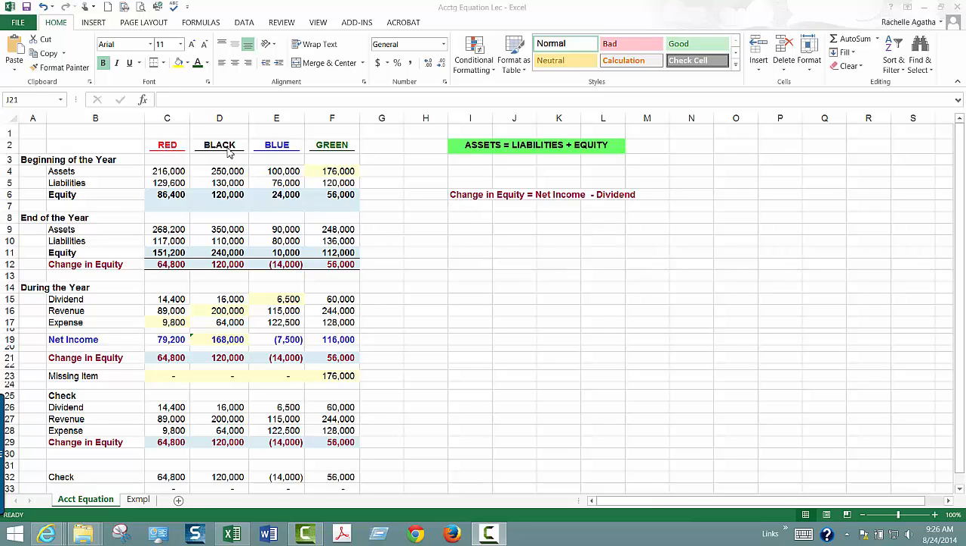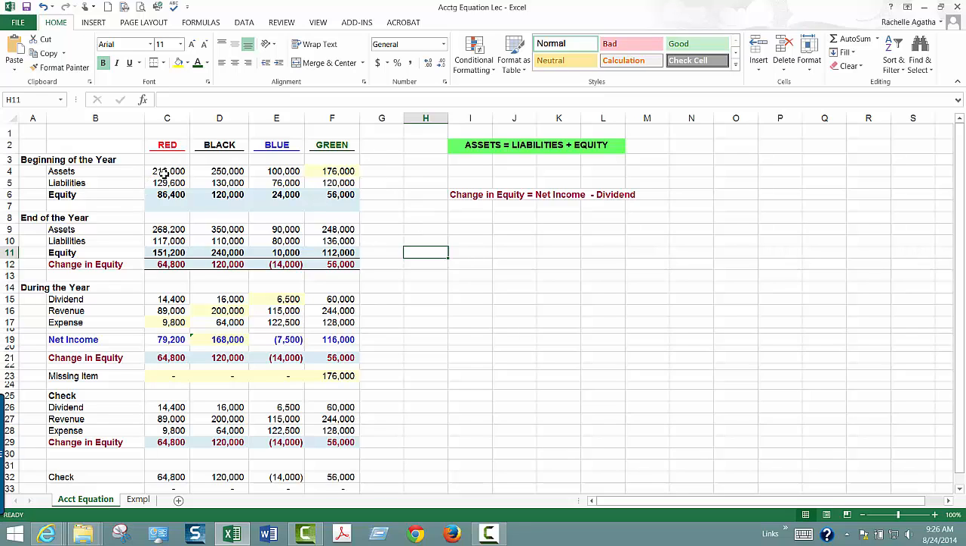So what I've done is I've set up 4 companies for you: the red, the black, the blue, and the green. And I'm showing you how to solve for an unknown, just like in algebra, using Excel. Some of the problems that you have to do in my accounting lab have you do this. So here's a way to set it up if you have Excel, or if you could do it by hand.